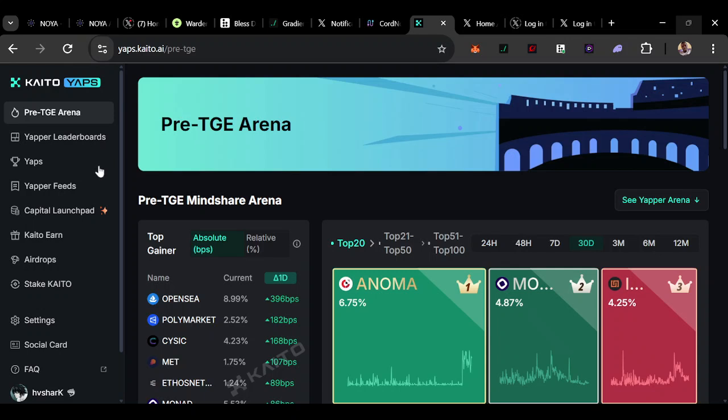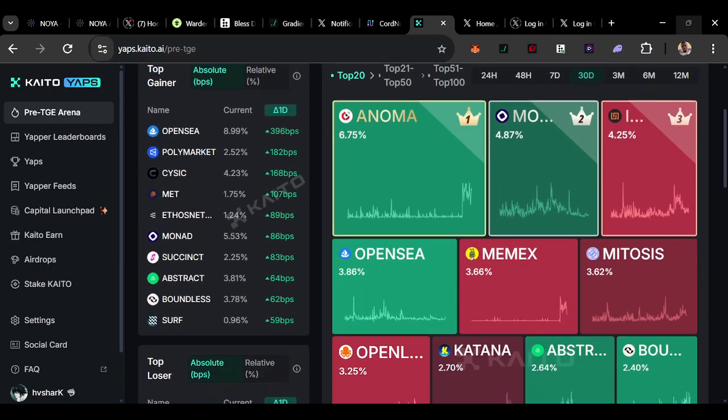All right, first of all, let's talk about what this Pre-TGE Arena is. This is where you will see a good number of projects and the way they are ranking. As you can see here, we have quite a number of projects ranking. We have Polymarket, we have SciSeek, one of my favorites, and so on and so forth.